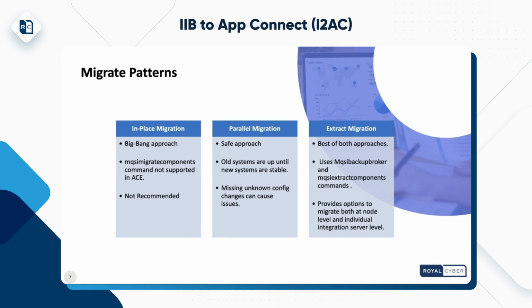And then we have parallel migration. This is the staged safe approach that ensures the old IIB servers are running until the new ACE servers are stable and fully functional. In this approach, you should manually configure the new server and ensure all changes made to the old server are replicated correctly in the new server. Missing out unknown changes can lead to unstable behavior of deployed apps.